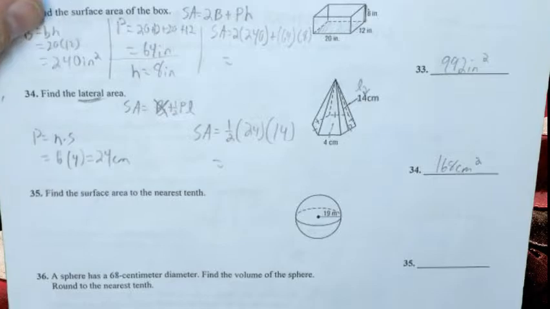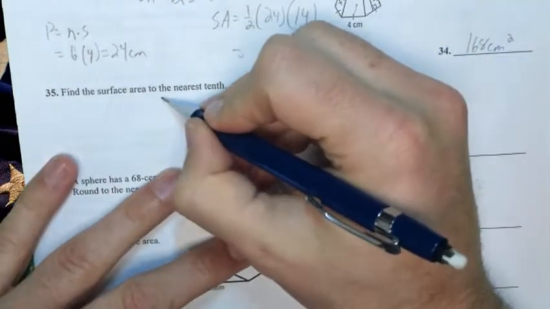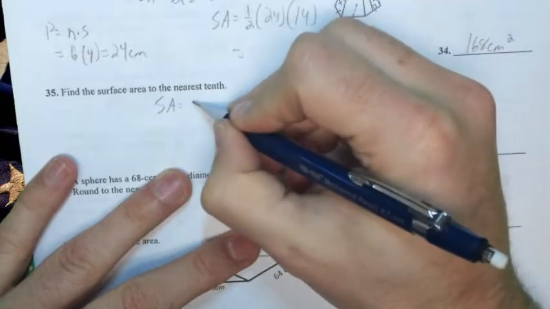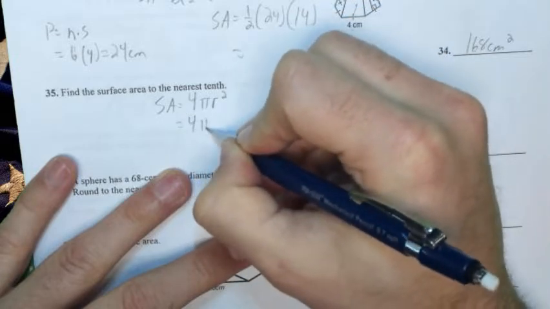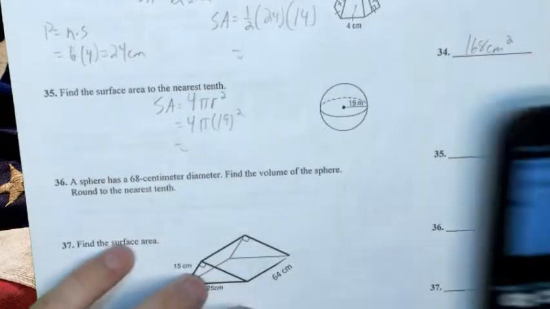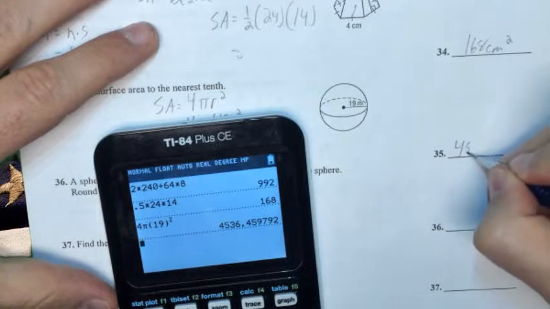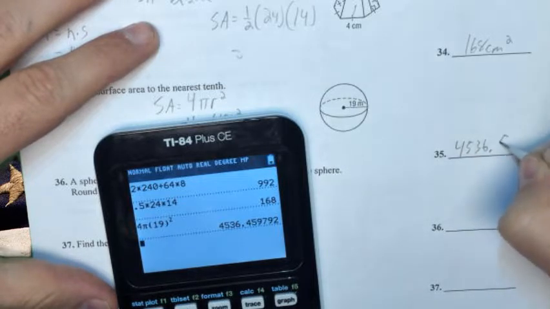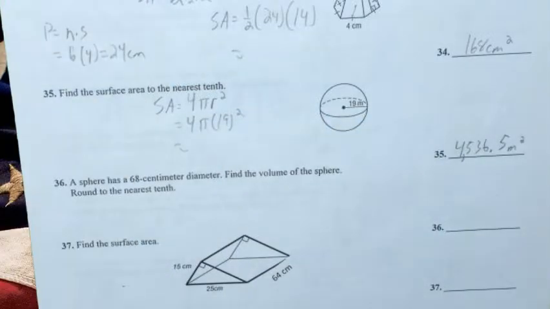All right, number 35. Find the surface area of the sphere. Surface area formula for a sphere is 4 pi r squared. 4 times pi times radius, which is 19, squared. So 4 pi times 19 squared, 4,536.5 meters squared. Easy enough.